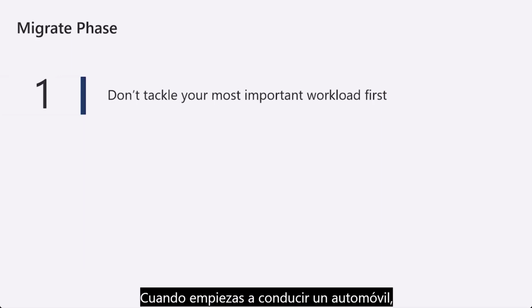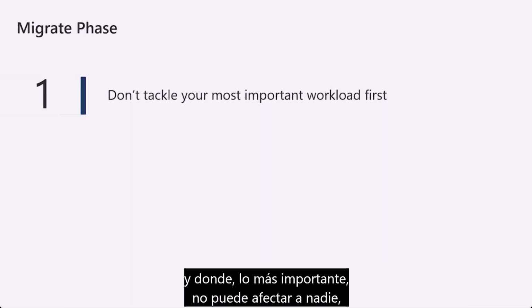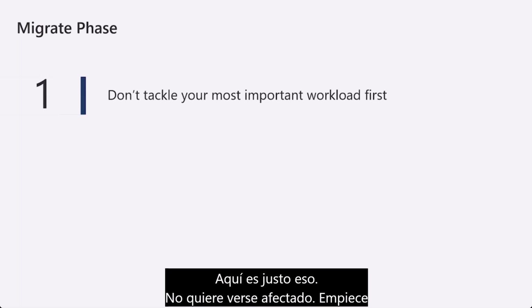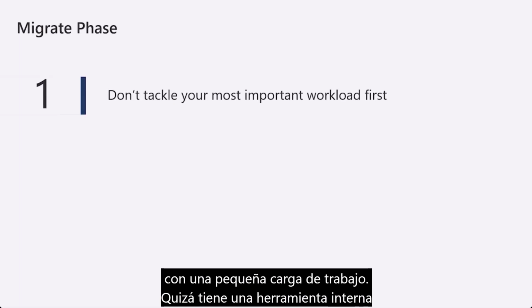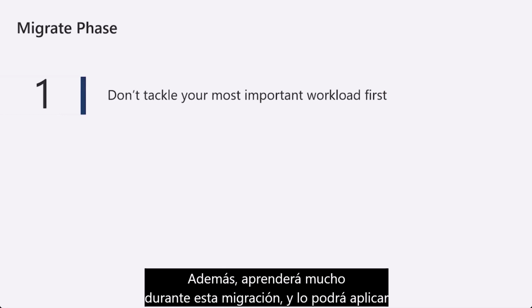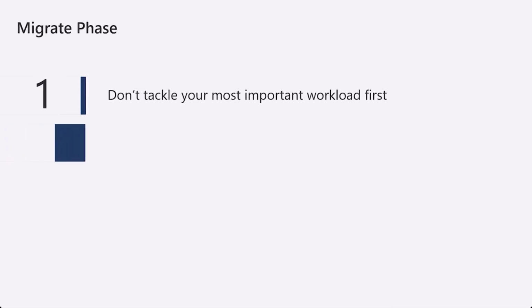And so when you start driving a car, you don't go on the highway immediately, right? You start on small roads where nobody can see you and where, most importantly, you cannot hurt anybody, especially not yourself. And so here it's exactly that. You don't want to hurt yourself. So start with a small workload. Maybe you have a small internal tool that is well suited to do a migration, and you will learn a lot during this migration that you can then apply when you do the actual migration of your most important workload.